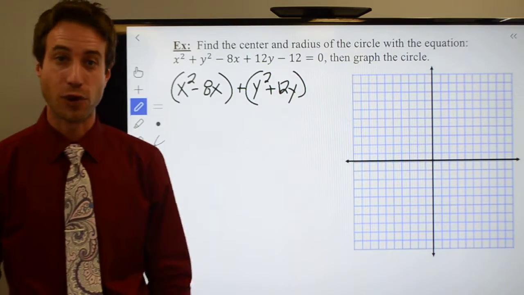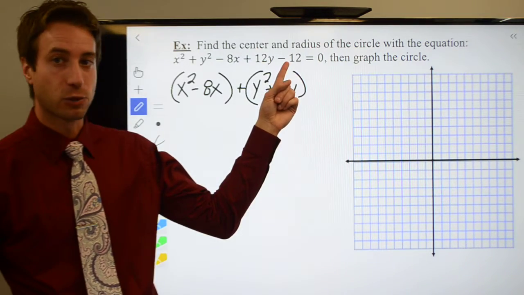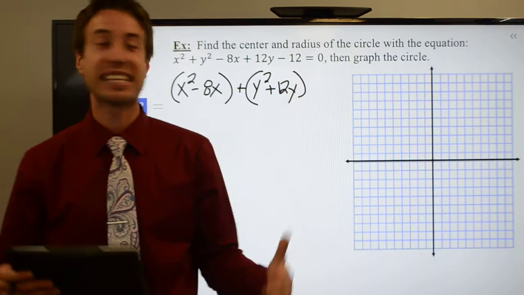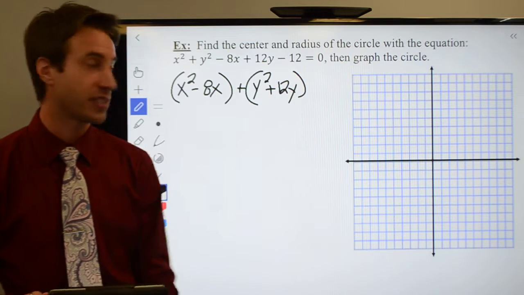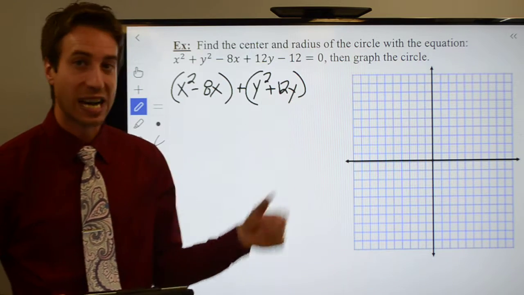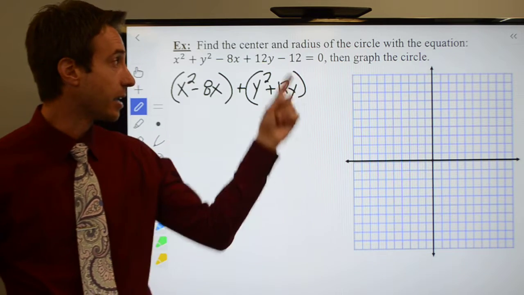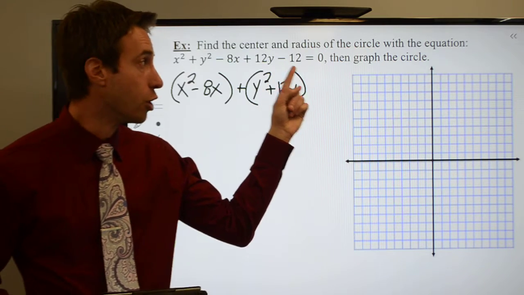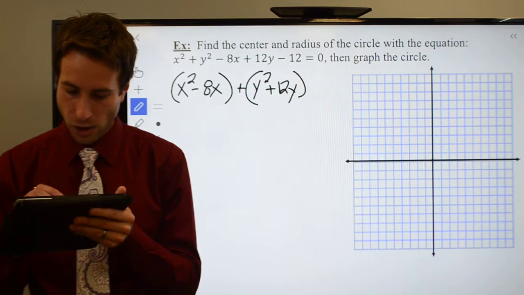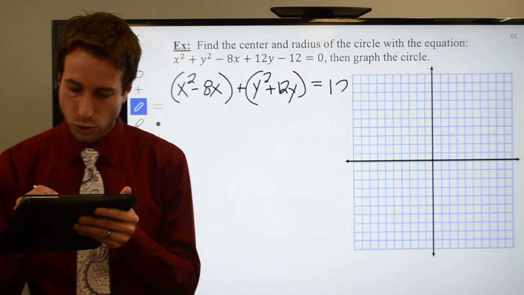Now, what's left over? Well, I still have this negative 12 hanging out, and anything that didn't make it into the parentheses, right? Put the x's in here, put the y's in here. Anybody that doesn't make the cut, send them off to the other side. So I'll move this negative 12 to the other side, and this will all be equal to 12.